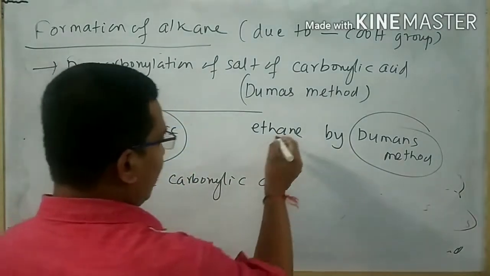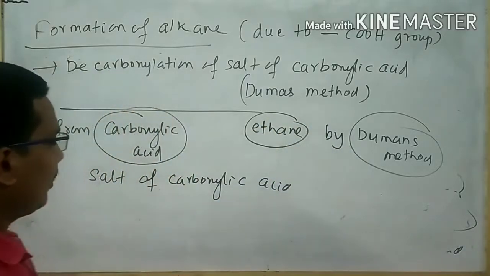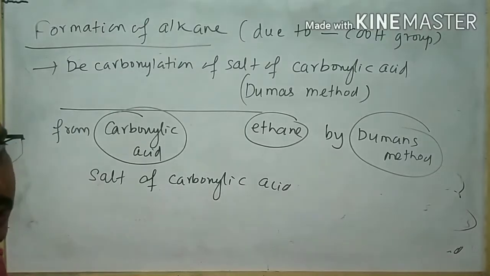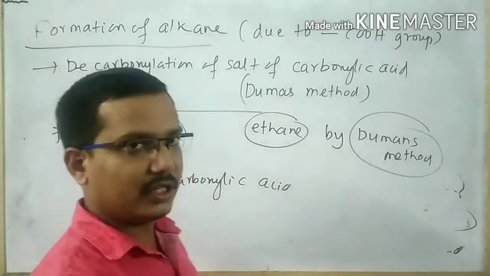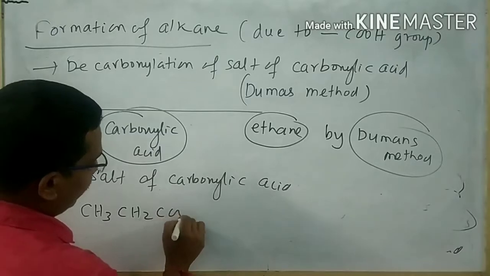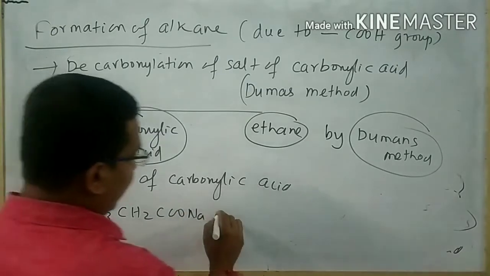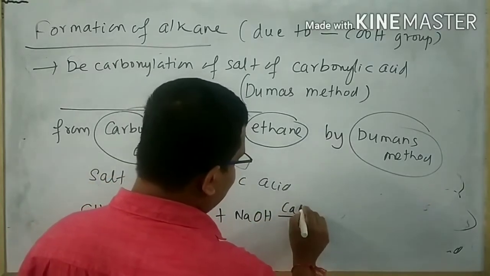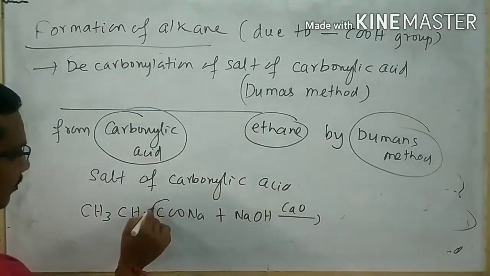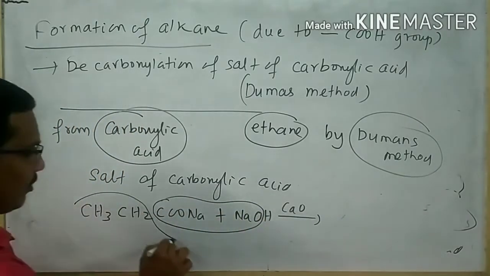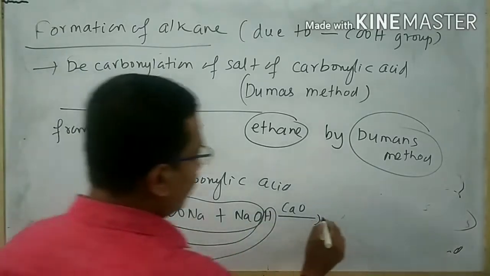For the formation of ethane, generally we need sodium propionate or any salt related to propanoic acid. That may be sodium propionate or potassium propionate, as you choose. That means we need, suppose, CH3CH2COONa. When it is subjected to reaction with NaOH in the presence of CaO, then sodium carbonate is formed as a byproduct, and the remaining product is ethane.